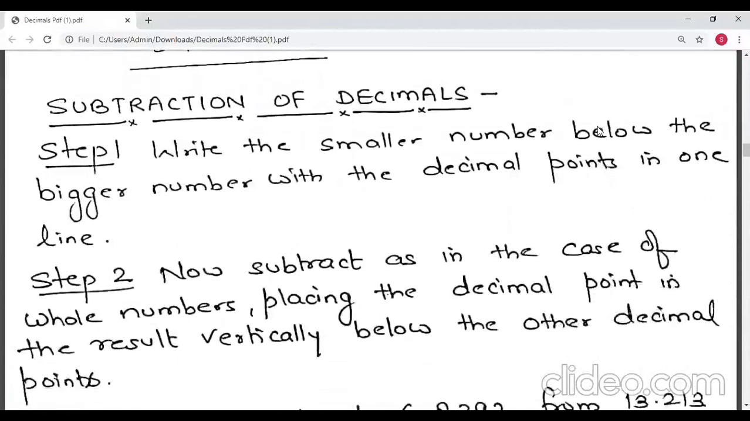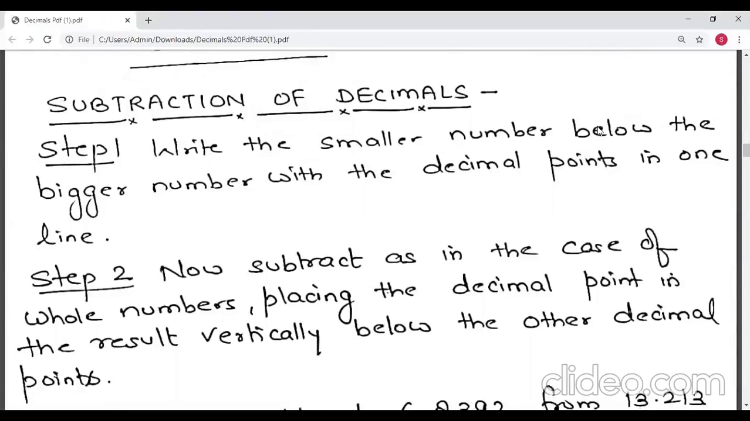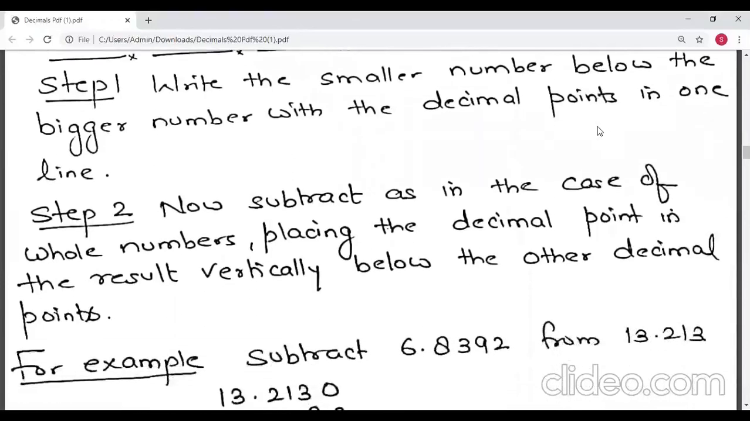This also I'll explain to you by the steps. Step 1 says write the smaller number below the bigger number with the decimal points in a line. Step 2, now subtract as in the case of whole numbers, placing the decimal point in the result vertically below the other decimal points. Let me explain this by the example.